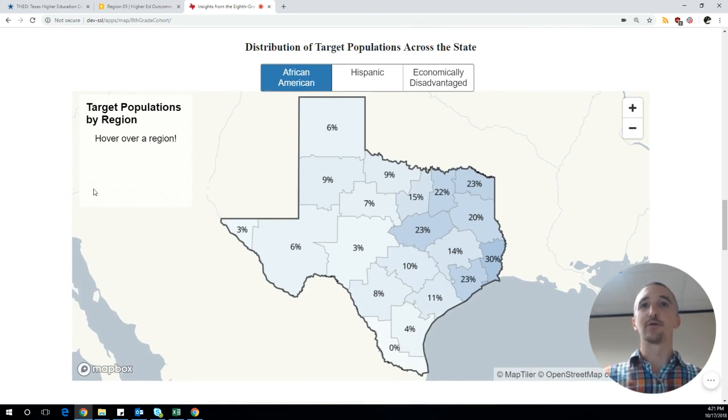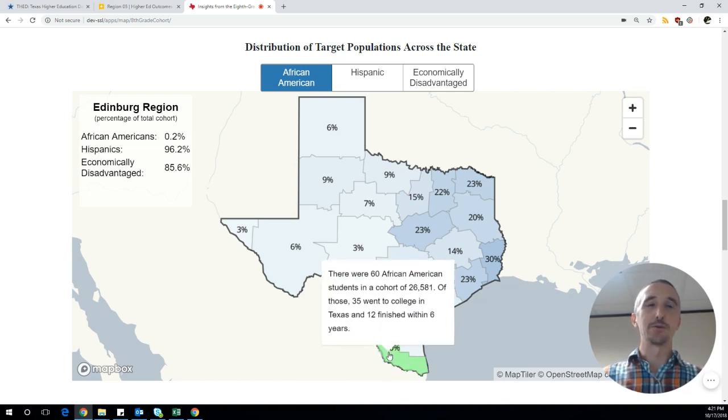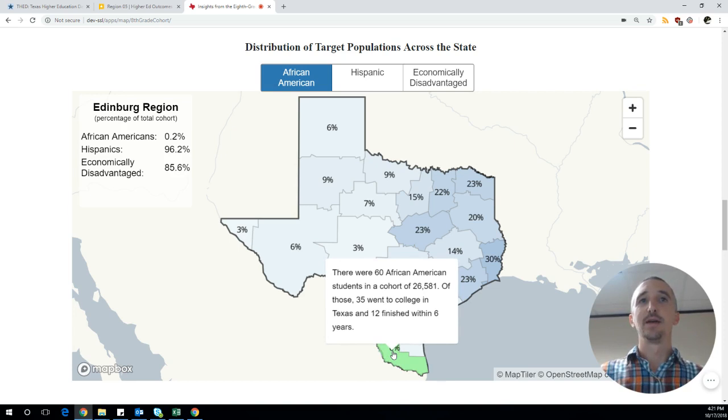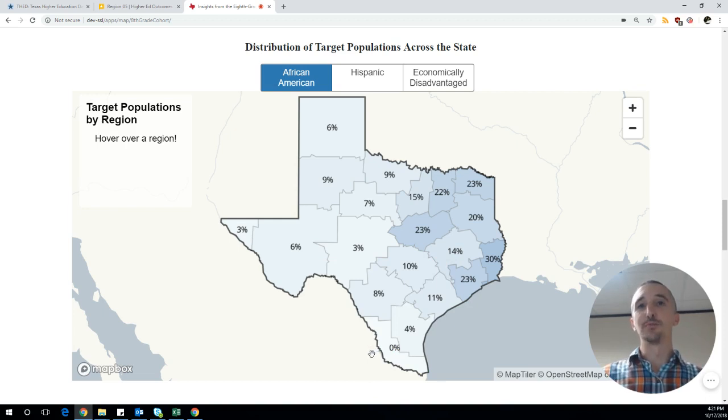But if we go to the next map, click on African Americans, this shows the distribution of African Americans across the state. So down in the valley, the percentage of African Americans as a total of all the 8th graders that were tracked rounds to 0. If you hover over, you can drill down, and it shows you there were 60 African Americans in a cohort of 26,581. So this gives you a sense of how much importance you should put into a number that could vary wildly from year to year because it's tracking so few students.